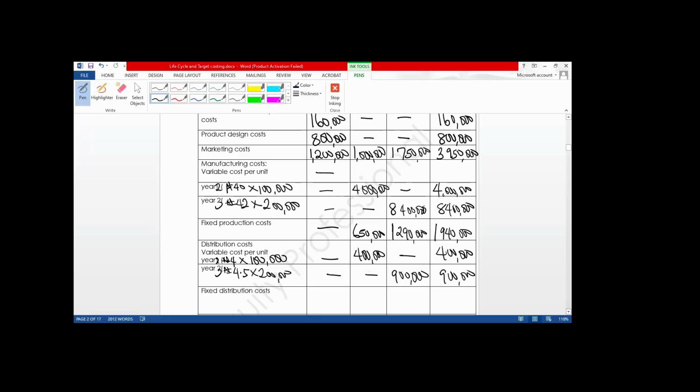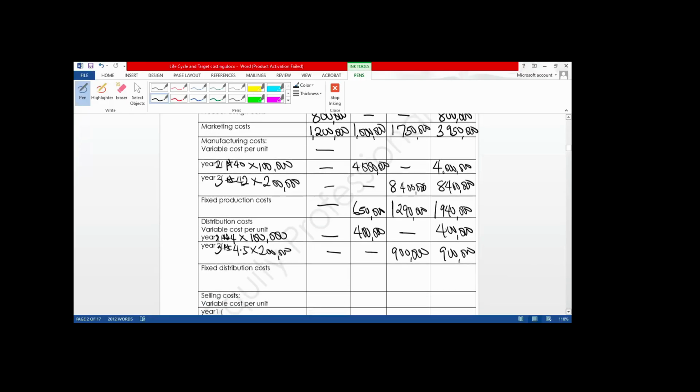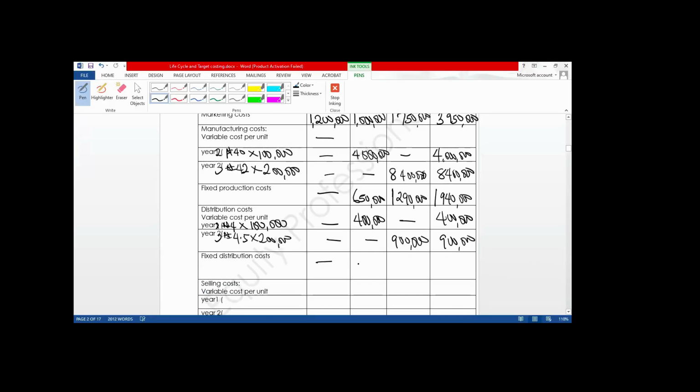Then go to your fixed distribution. How much for year 2? 120,000. Year 3? Same, 120,000. Total for the whole life cycle, 240,000.